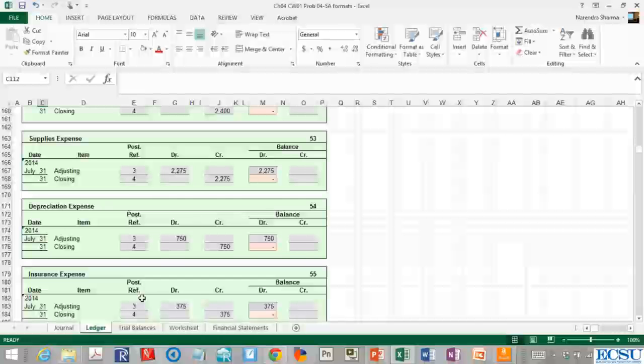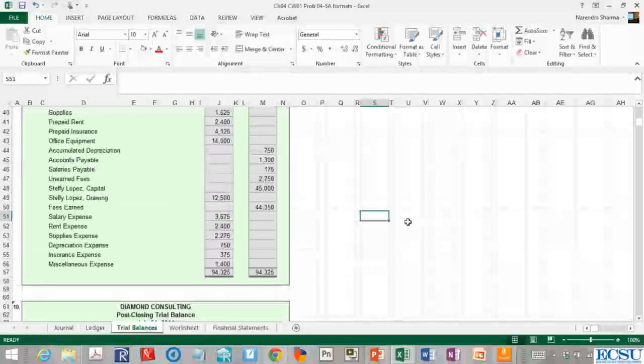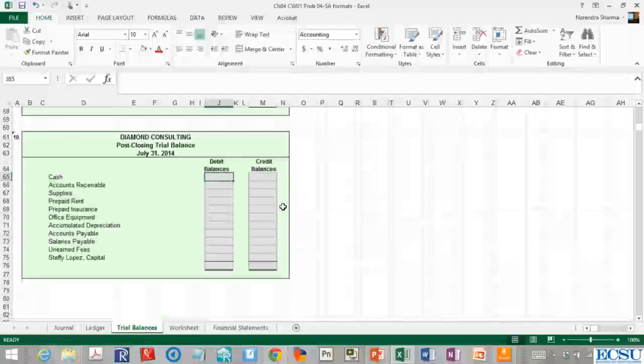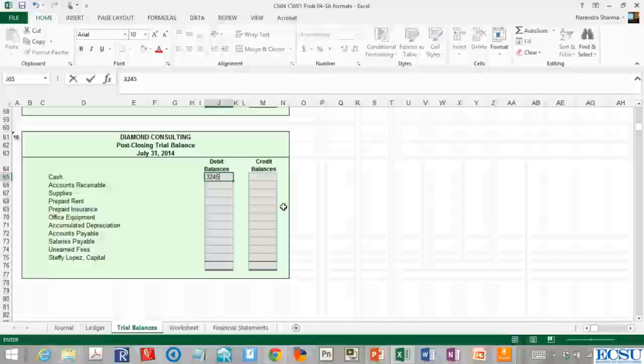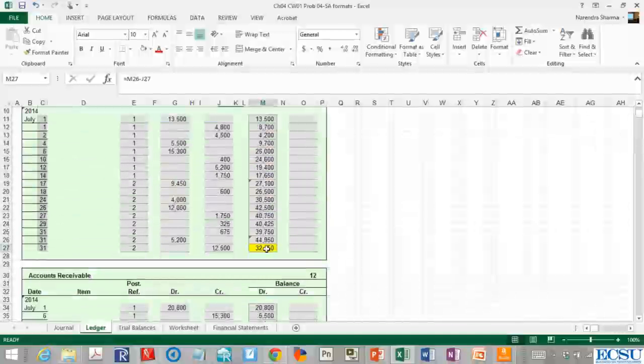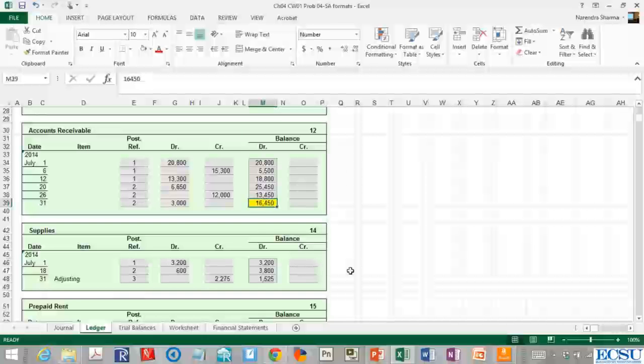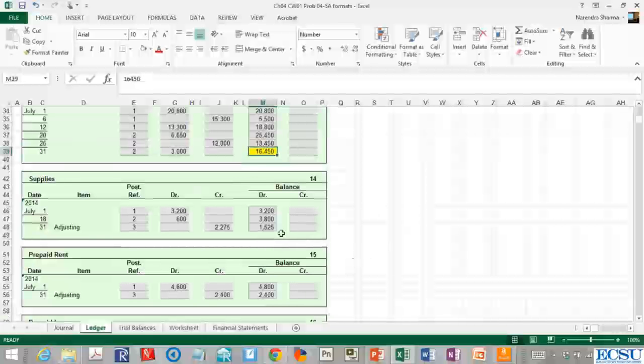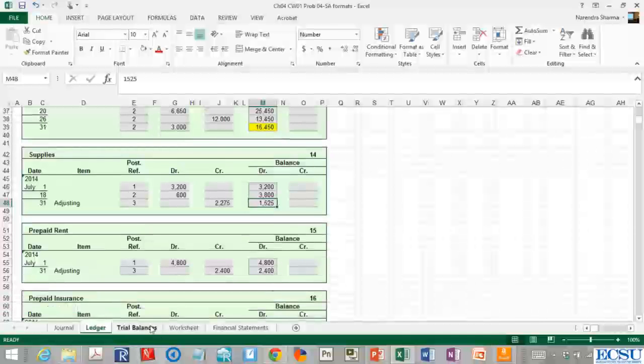So our ledgers are complete. Only thing that is left to be done is the post closing trial balance. Now in the post closing trial balance, you will be having only those items that appear in the trial balance sheet. So the cash would be 32,475. Accounts receivable is 16,450. Now what we are going to do is looking at these ledgers. Cash is 32,475. Accounts receivable 16,475, and then supplies is 1,525. Prepaid rent is 2,500.